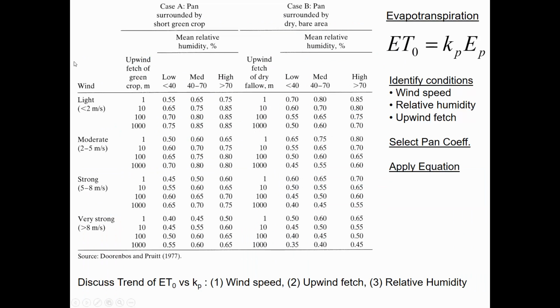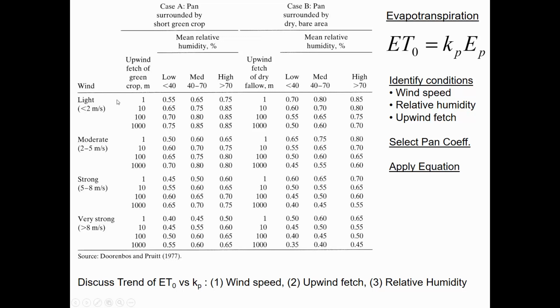So if the main application is to use this pan to predict how much evapotranspiration there is in a crop, what they do is they'll set out a pan and measure what's happening to the pan. And then there are known coefficients that relate the pan performance to the performance of different types of crops. So this table is for a short green crop in case A. Case B is for dry, bare earth. And so what you would be relating is what happens to the pan relative to what happens to the crop or soil type of interest.